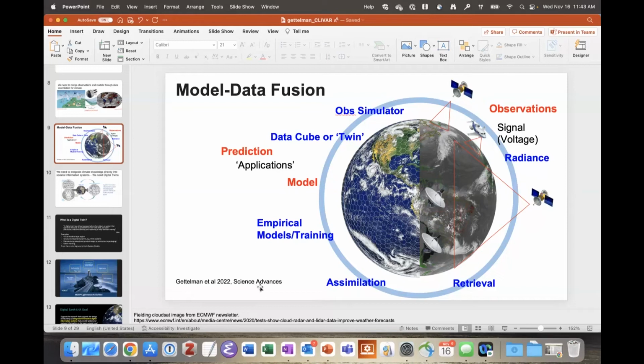This paper in Science Advances is a review paper that I co-authored with a number of colleagues that was really eye-opening for me. It was a lot of fun to write because it does sort of think through a lot of these issues. So it's called Model Data Fusion. So I'd encourage you to look at that for more discussion of this.